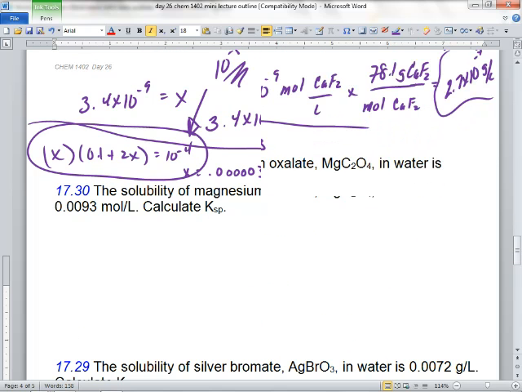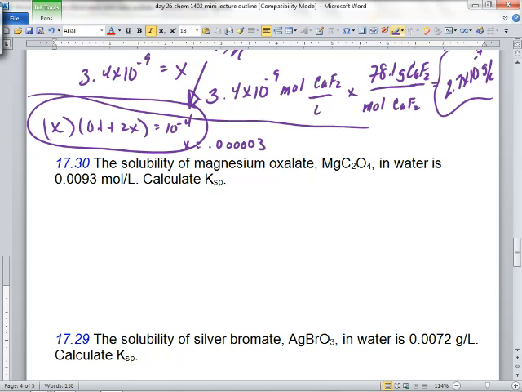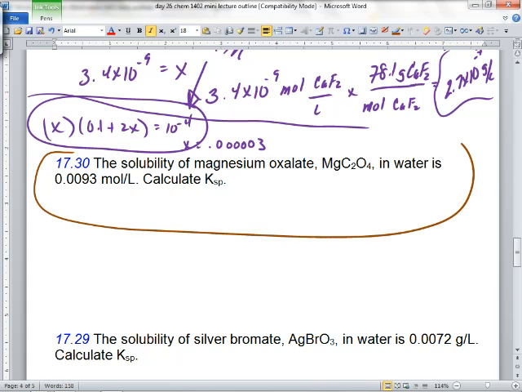One more. We have a couple minutes. This question right here. You're going to see this in the homework. It's a twist. They want you to calculate KSP. We could just look it up, right? Find magnesium oxalate in the table, look it up, but you're not going to get any points. You have to calculate it. You should get what's in the table, but you can't just look it up. How would you do this?